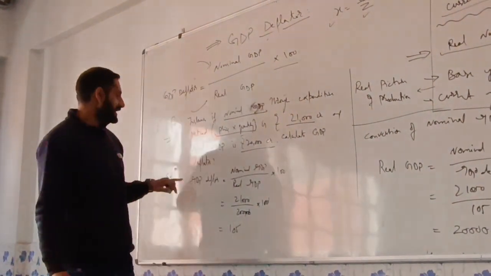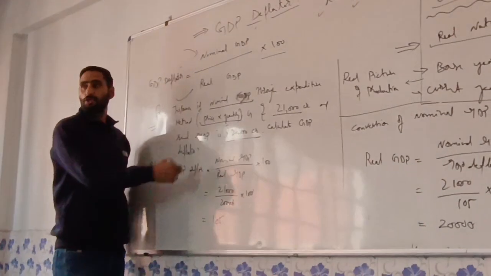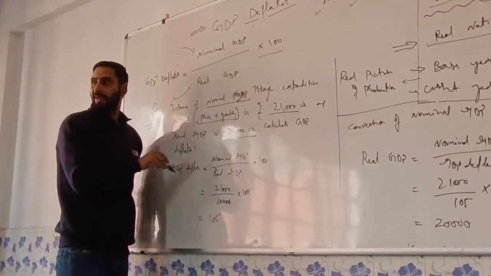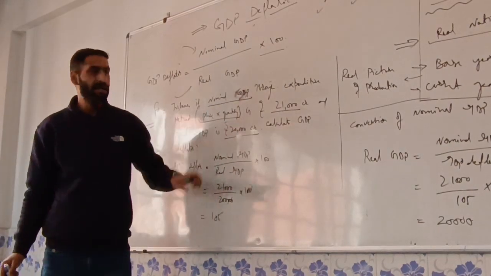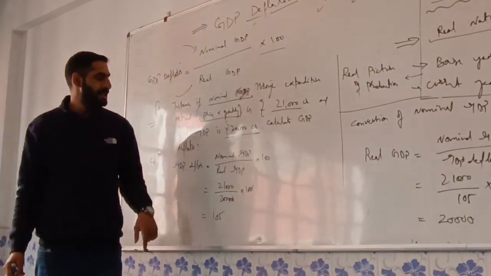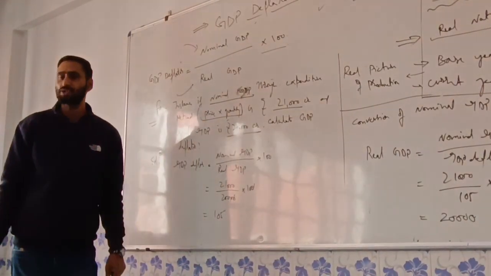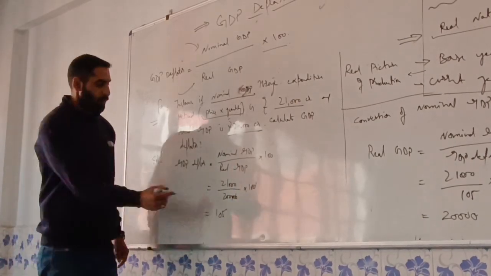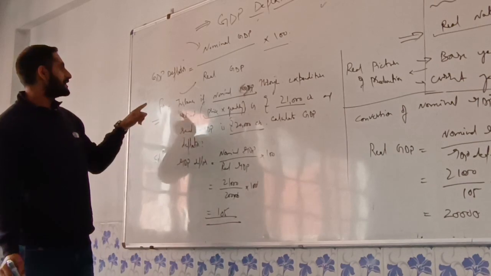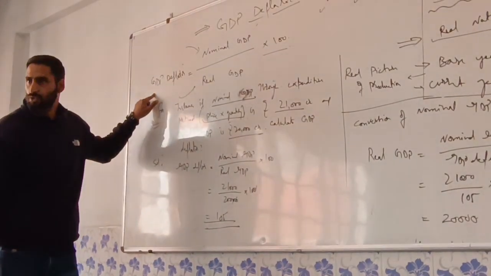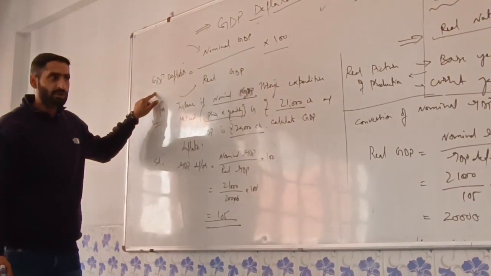When we calculate the GDP deflator, it is nominal GDP upon real GDP multiplied by 100. So nominal GDP here is 21,000, real GDP here is 20,000. When we calculate it, what did we get? We got 105. This 105 is our GDP deflator. Where do we use it? How do we use it?